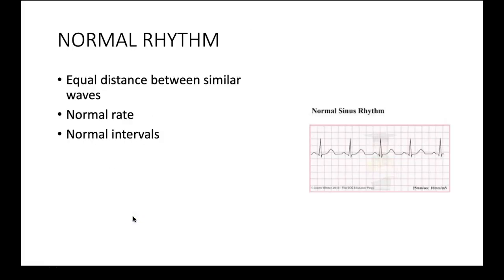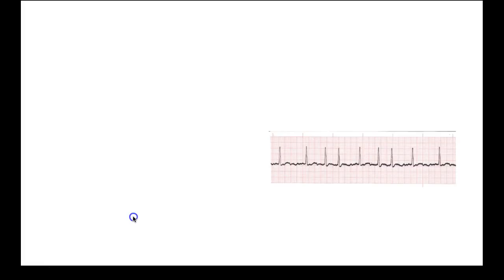Let's start with the pattern of a normal rhythm. A normal rhythm should have equal distance between similar waves. So that means from every QRS complex to the next, it should be the same distance. Every P wave should be equal distance apart. Every T wave should be equal distance apart. Normal intervals, and your rate, again, remember, is normal, 60 to 100 beats per minute. Normal sinus rhythm.